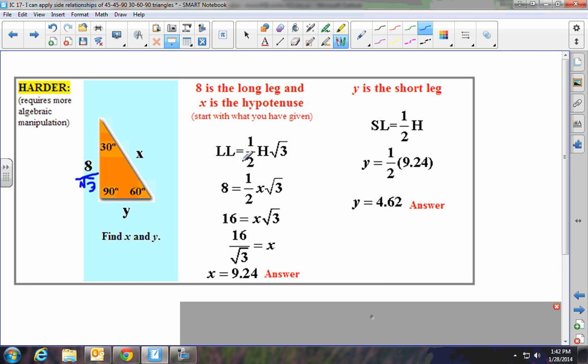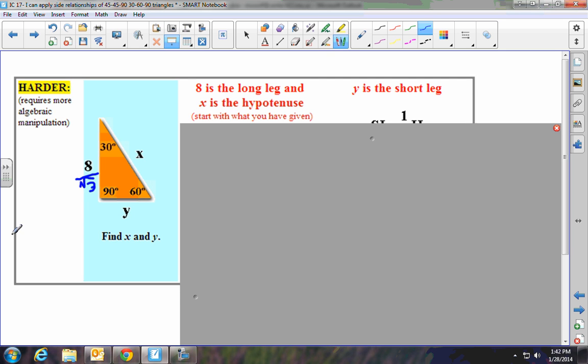So to go from the long leg to the short leg, okay? Actually, I'm going to cover those up. We're going to do 8 over radical 3. We're going to times both top and bottom by radical 3 to rationalize the denominator. And we get 8 radical 3 over 3. That is our short leg. And to find the hypotenuse, all we do is double it. And what's easy about that is we really only double this number here. So we get 16 radical 3 over 3. Okay?